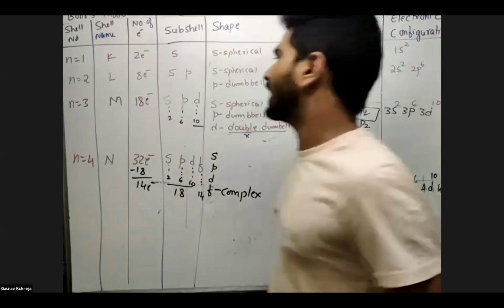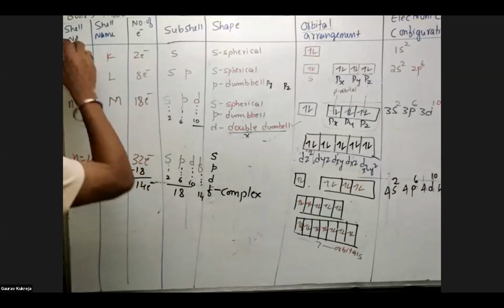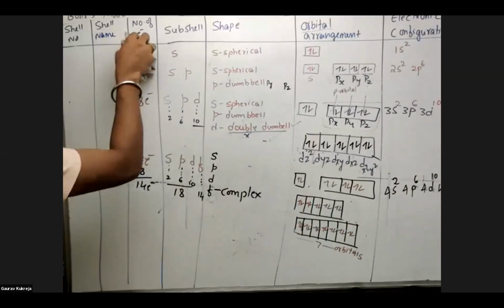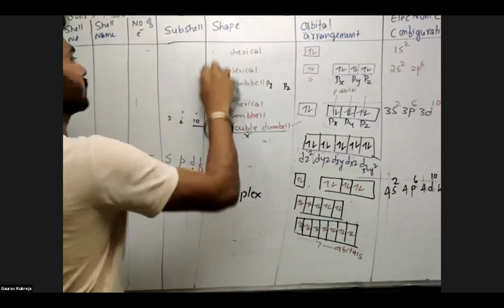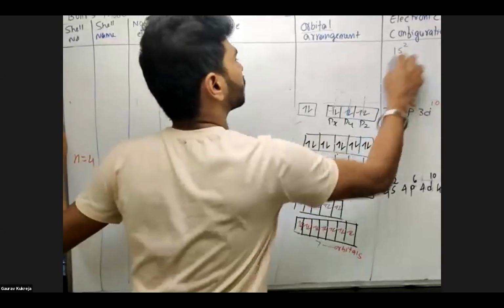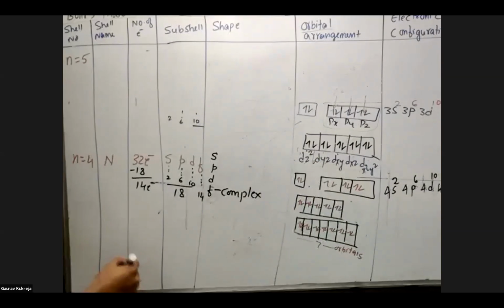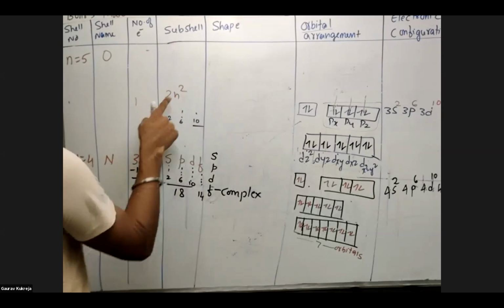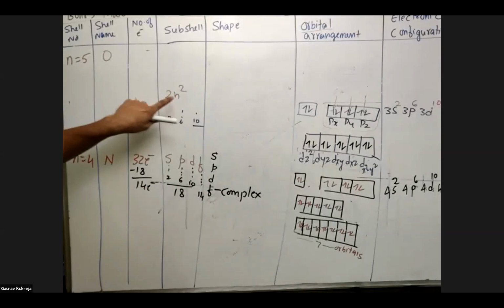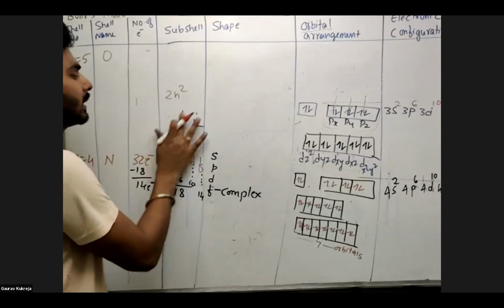So now, 5th shell onwards. 5th shell onwards, things are very easy. When I write n equal to 5, K, L, M, N, O shell. So as per the Bohr model, the 2n square formula will go. So n equal to 5, I write. So 25 into 2, that is 50. So as per the Bohr model, 50 electrons must be accommodated there.